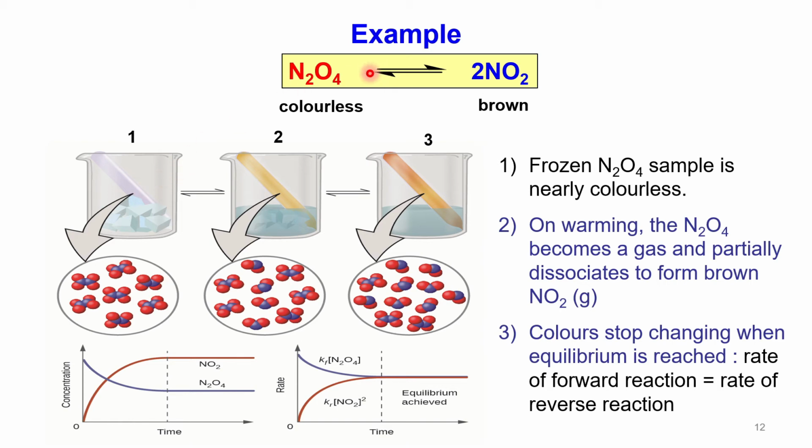So after a certain time, okay, on warming the N2O4, it will change to gas. So when time increases, it will produce NO2. So NO2, we can see its color is brown. So the color will change from colorless to brown. Okay, after a certain time the color stops changing. Okay, so we know that at that condition the rate of forward reaction is equal to the rate of reverse reaction.